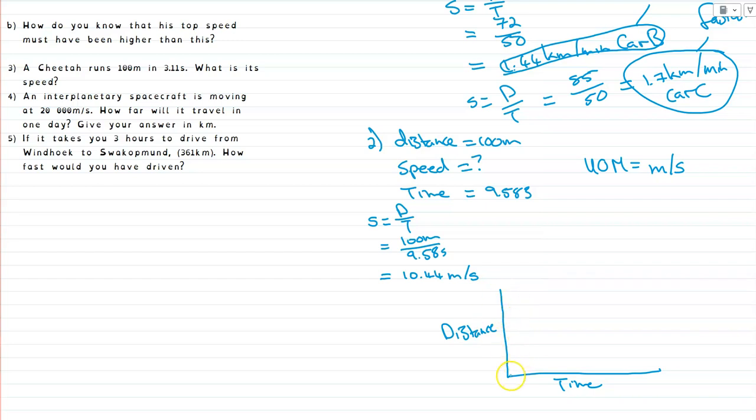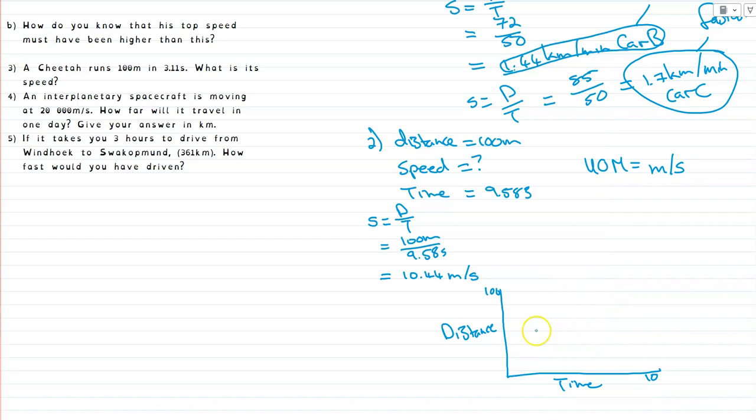Okay, so with distance, we always start at 0, and he ran from 0 to 100. Let's make this 100. No, this is 10. Yes, 10 times, and this is 100. Okay, so he ran 100 meters in less than 10 seconds. Can you see it starts from 0 and then it got more? Okay, but now they're asking, how do you know that his top speed must have been higher than this? Now, if he was in a constant speed, this graph would look like this.